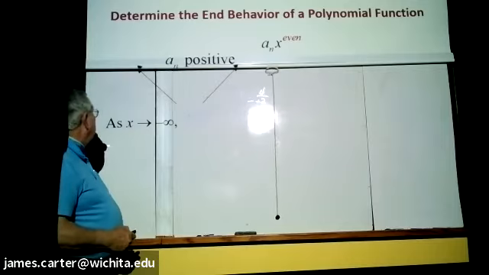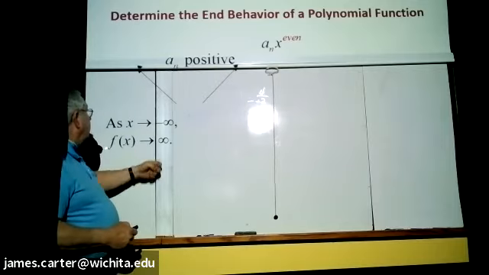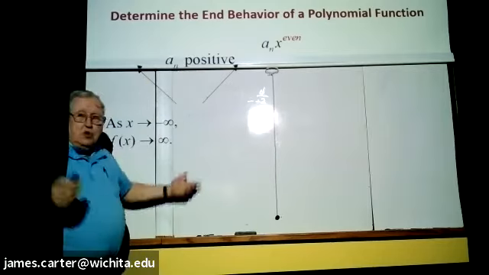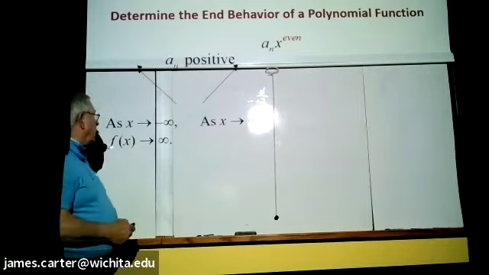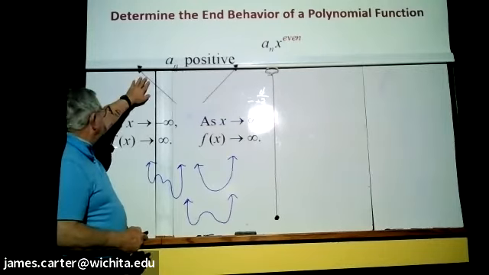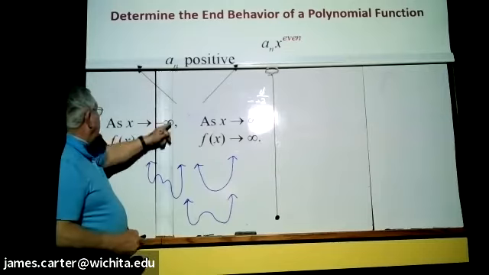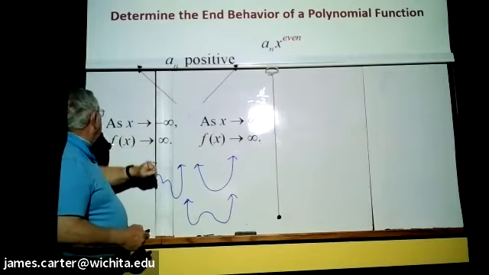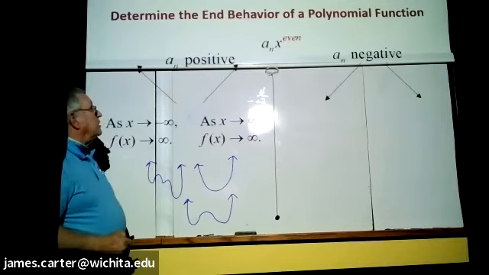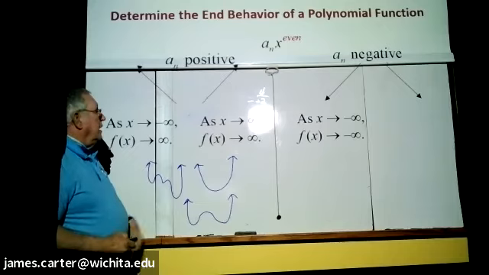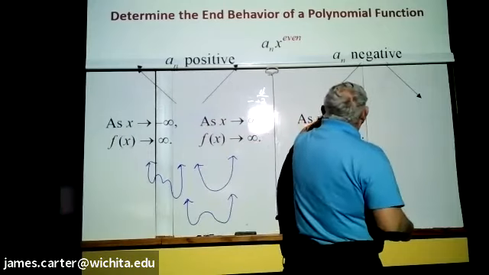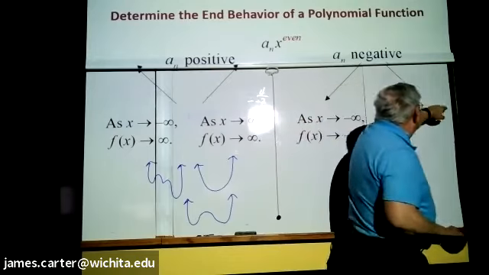Okay, now, what are these saying? That's saying that these two are heading towards infinity, is all that that's saying. This is heading to infinity horizontally. This is heading to infinity vertically. And again, we've seen these same pictures. And this one is just saying it's going towards negative infinity both ways, and out and down.